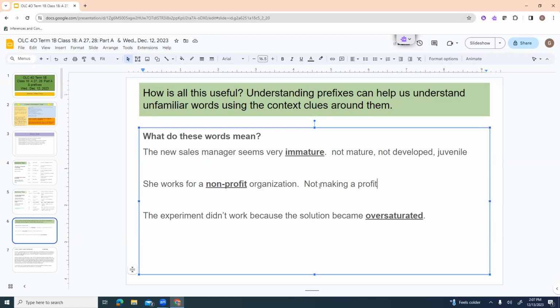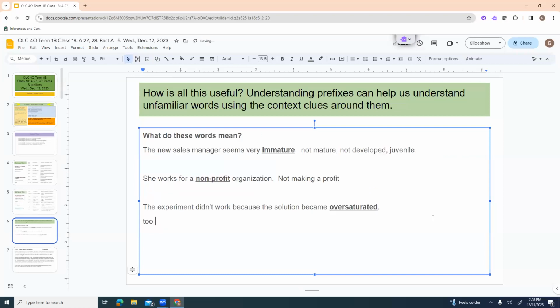The experiment didn't work because the solution became oversaturated. All right, well, something's saturated, it's full up. If it's oversaturated, it's too full, right? And if you know anything about solutions, solutions in science are where you add, I forget the right word, but solids basically to the solution, and they're supposed to dissolve. If it gets oversaturated, it's not going to dissolve. There's too much solid in the fluid for it to dissolve properly.